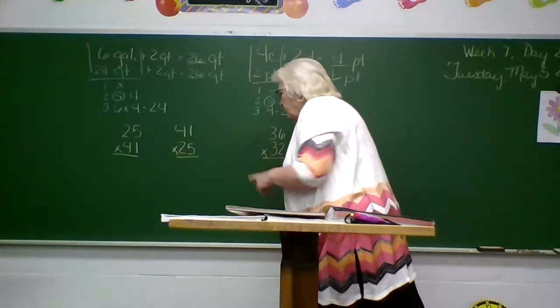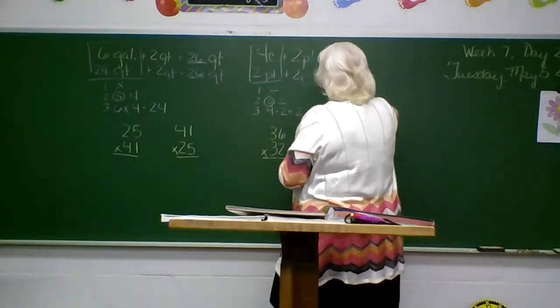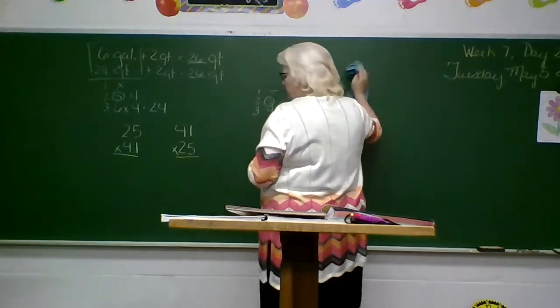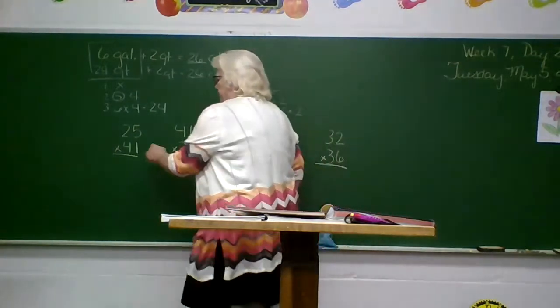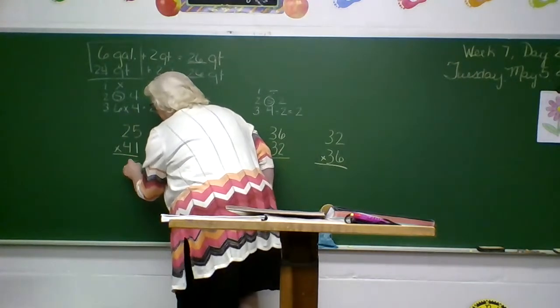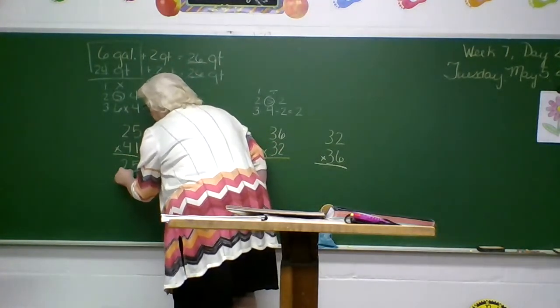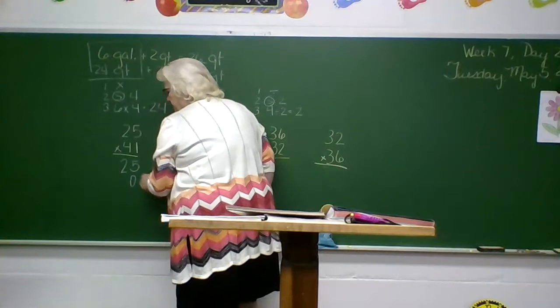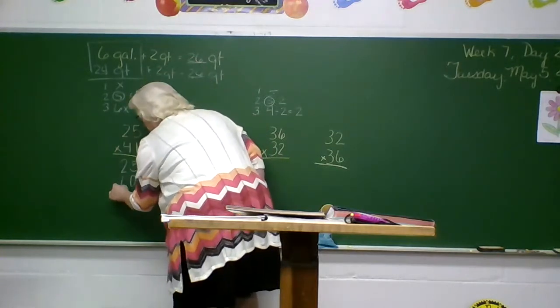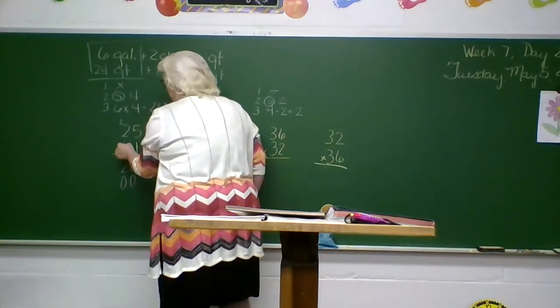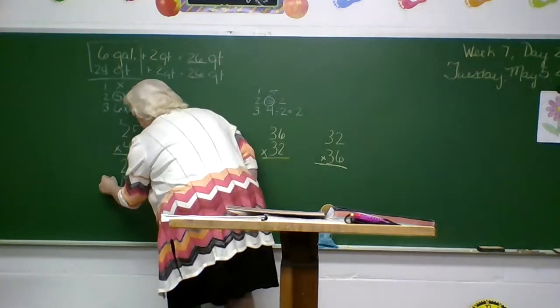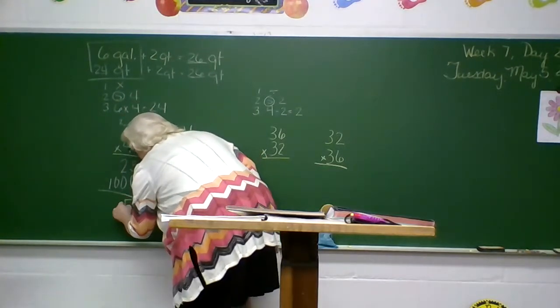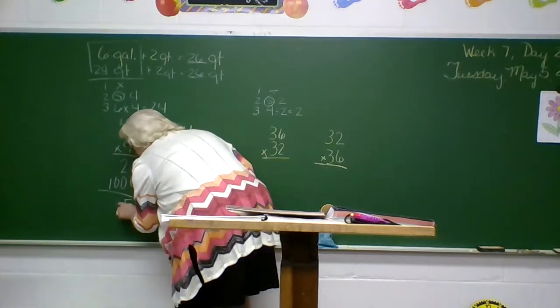So if I take these two problems over here, 25 times 41. 1 times 5, 5, 1 times 2, 2. I'm going to put a 0 in the ones place. 4 times 5, 20. Put down 0, carry 2. 4 times 2, 8 plus 2, 10. Oops.